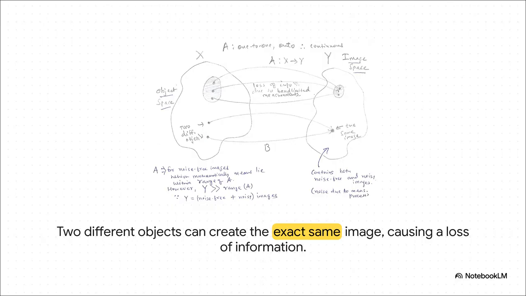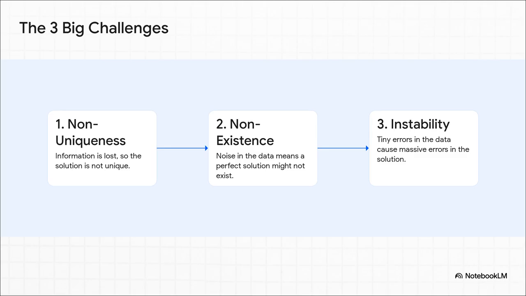And this right here shows the core of the issue perfectly. On the left, in what we'll call the object space, you can have two totally different original things, but after they pass through that blurring process, they can end up looking like the exact same blurry image on the right. The process is leaky. It just loses all the fine details that made those two objects different in the first place. So let's just break down those three big challenges.